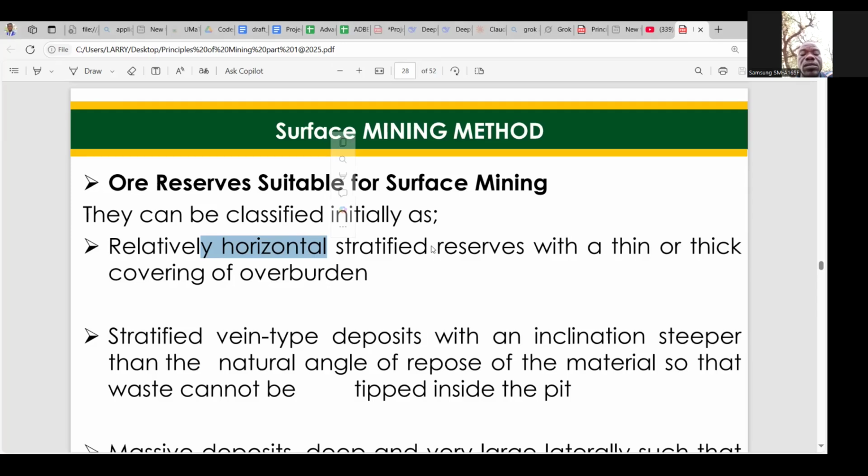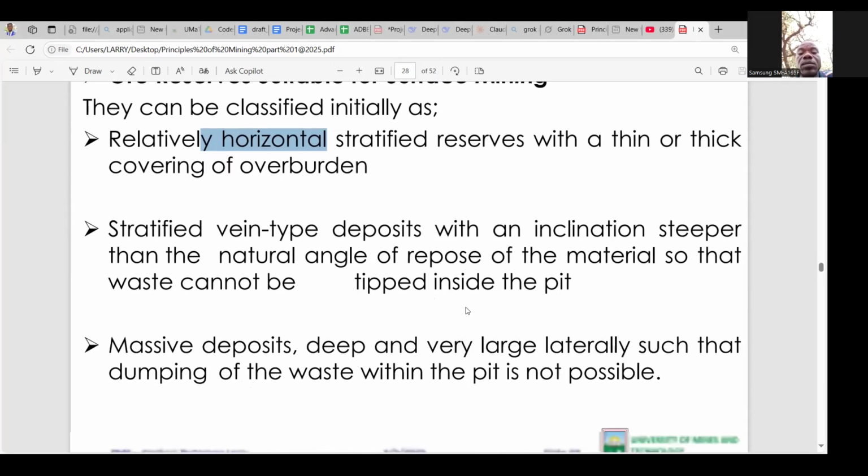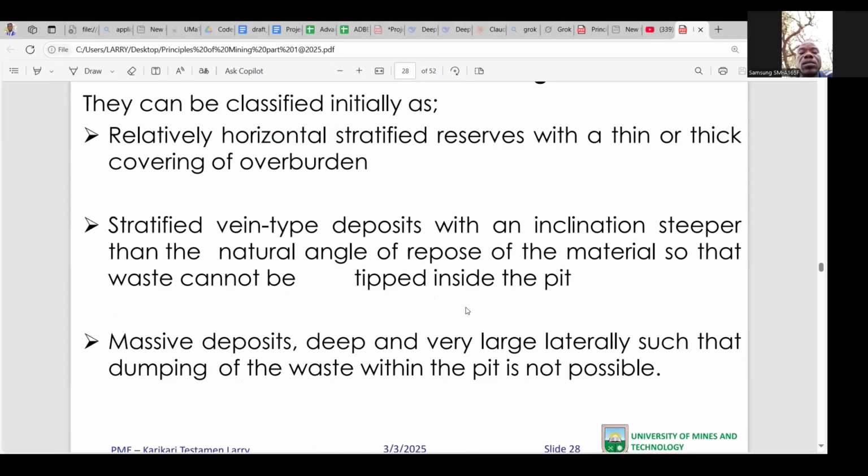This is not enough to justify; you read more to understand very well. Stratified or vein type deposit with an inclination steeper than the natural angle of repose of the material, so that waste cannot be tipped inside the pit. What this means is that the ore shouldn't be only horizontal, it can also be inclined. In fact, most companies in Ghana, their ore is lying at a specific angle.